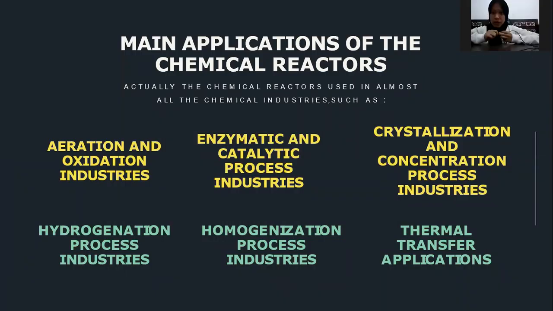And next, we have the main applications of the chemical reactors. Actually, the chemical reactor is used in almost all the chemical industries, such as aeration and oxidation industries, enzymatic and catalytic process industries, crystallization and concentration process industries, hydrogenation process industries, homogenization process industries, and the last one is thermal transfer applications.